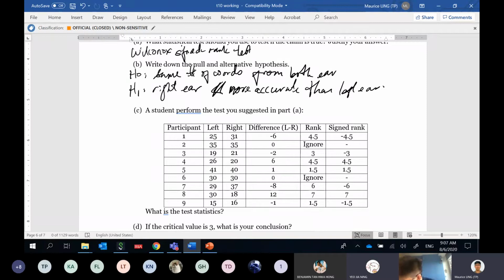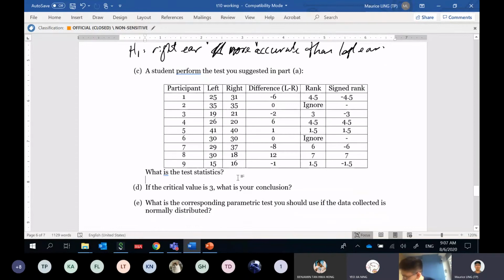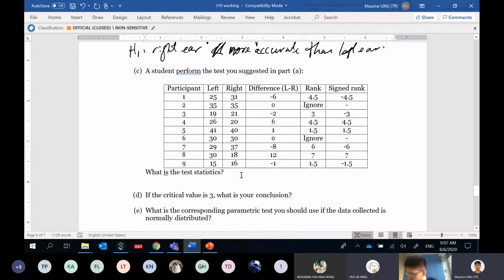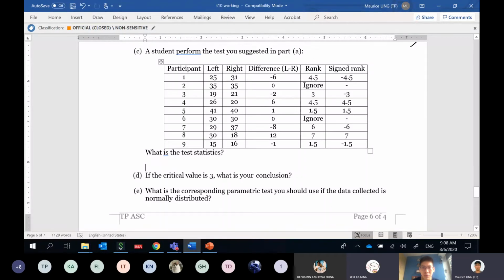Okay. So in this case, after you perform your test, what is the test statistic? Okay, so because of this, the Wilcoxon signed rank test, there are two hypotheses. This one is the mean of the difference equals to 0. And then this is the mean of the difference is less than 0. So which statistic will you use?